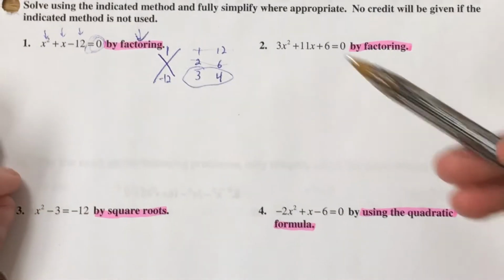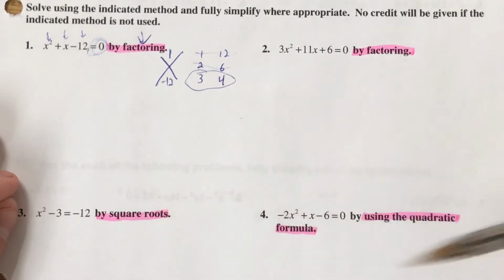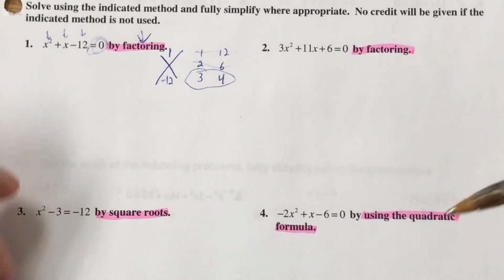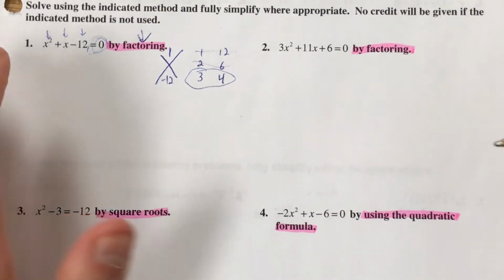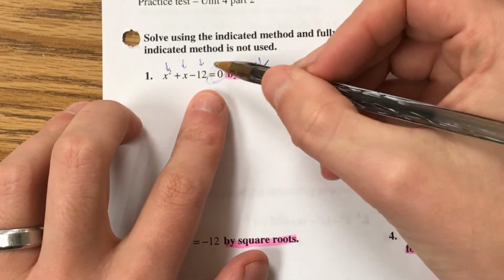So just to get into what I had done already before I had to stop, there are different ways of solving quadratics. Factoring, square roots, the quadratic formula, and technically also completing the square, but that's not on here. When it comes to factoring, the big thing is that it has to be equal to 0.